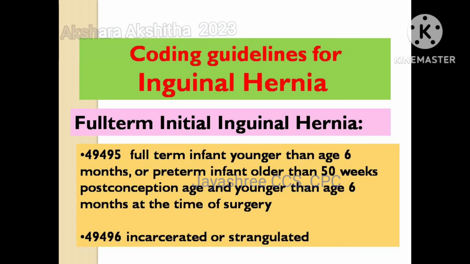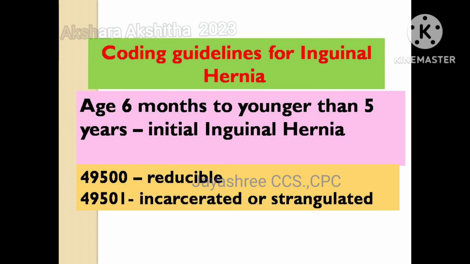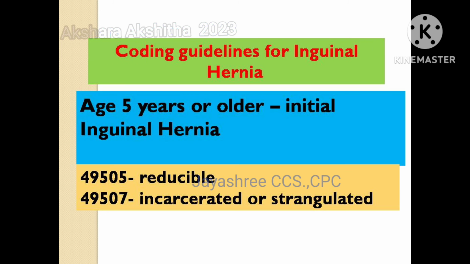Okay. The next code range is for age 6 months to younger than 5 years, initial inguinal hernia. The first code is 49500 for reducible, 49501 for incarcerated or strangulated CPT code. Okay, these two codes are for 6 months to younger than 5 years. The next code set is for age 5 years or older, initial inguinal hernia. 49505 is for reducible, 49507 is for incarcerated or strangulated CPT code.